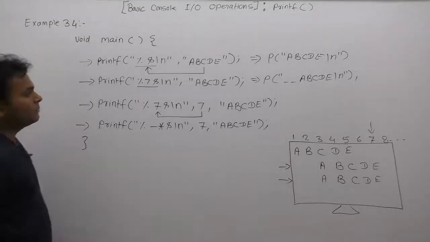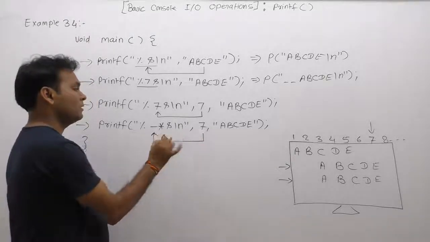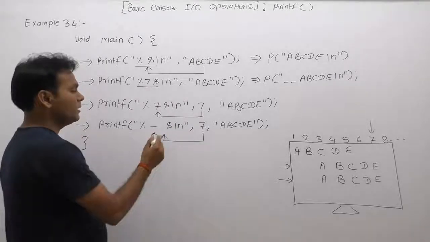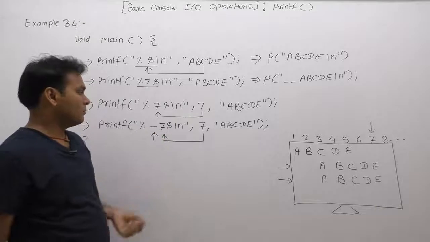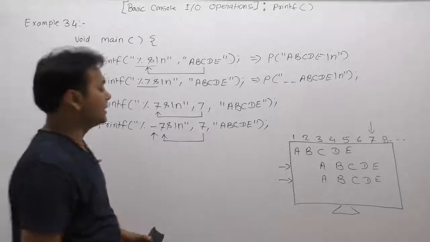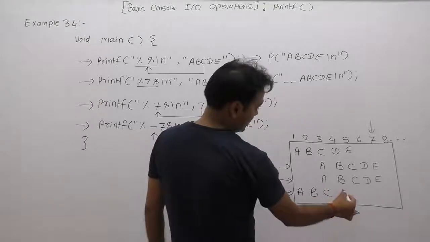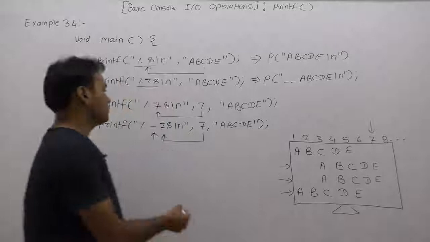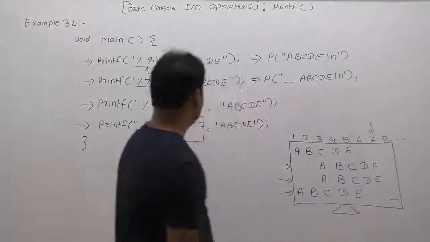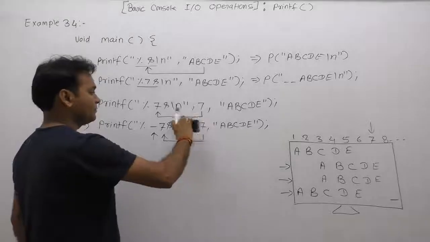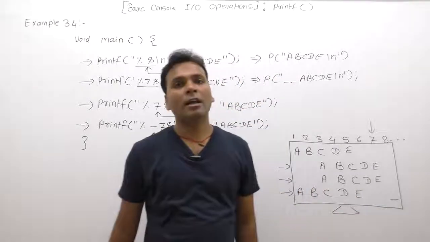Next one, next printf. Here we are supplying the flag value as minus. In place of star, again we are putting the value 7. This becomes equivalent to minus 7. Again, the width value is 7. The given string ABCDE is displayed in the form of 7 bits, but left justified because of the minus sign. A, B, C, D, E. We are supplying total width as 7, therefore the cursor will be shifted to the 8th position. If you remove slash n from that string, then you can see the cursor will be available after 2 spaces. This is the final output of the given example.